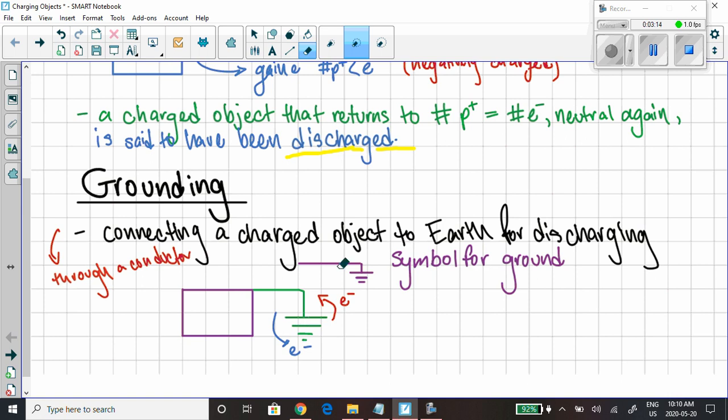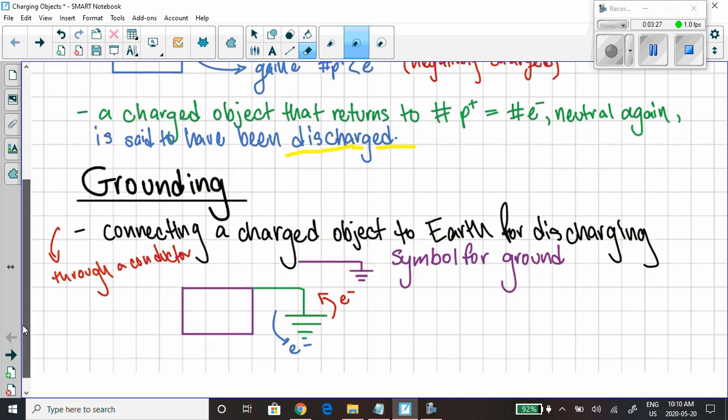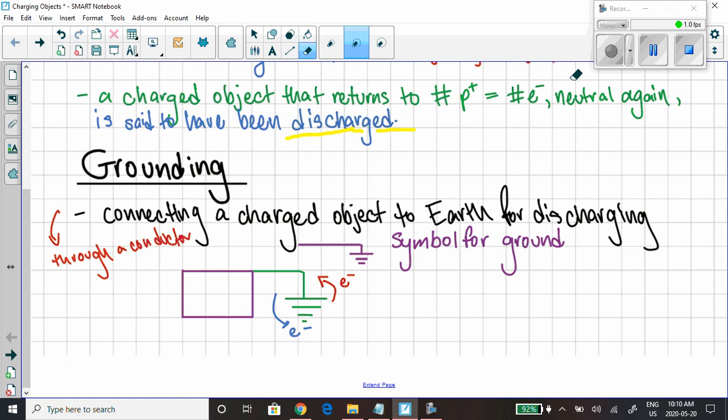And right here, there's a symbol. It's a line, then it goes down, then 1, 2, 3, sometimes 4 little horizontal lines getting smaller and smaller. That's a symbol for a ground, when an object has been grounded to discharge an object electrically.